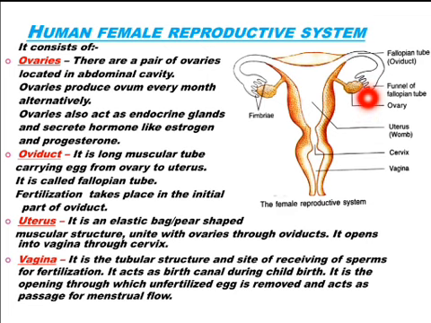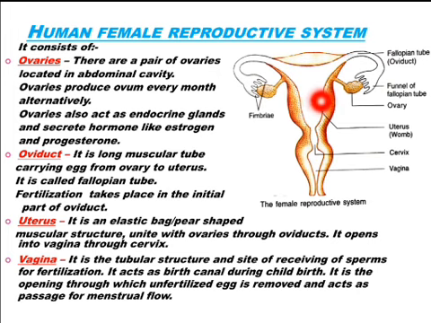Then ovum is carried from the ovaries into this fallopian tube by these structures called fimbriae. They carry the ovum from ovaries into the fallopian tube. It is the long muscular tube carrying the egg from the ovary to the uterus.